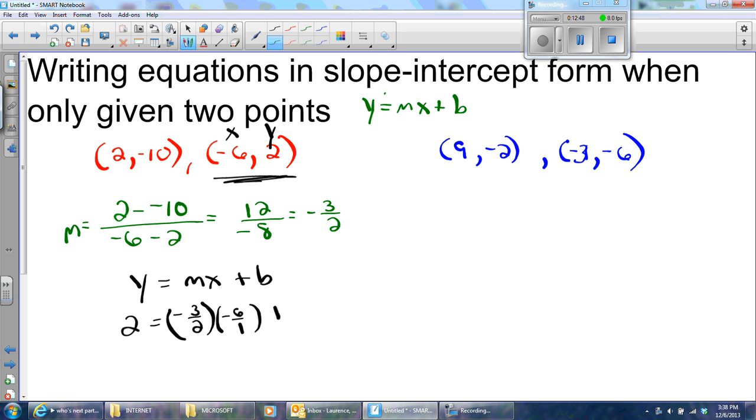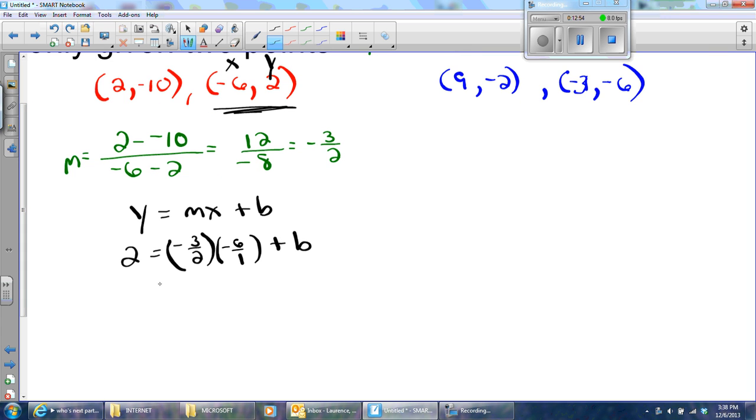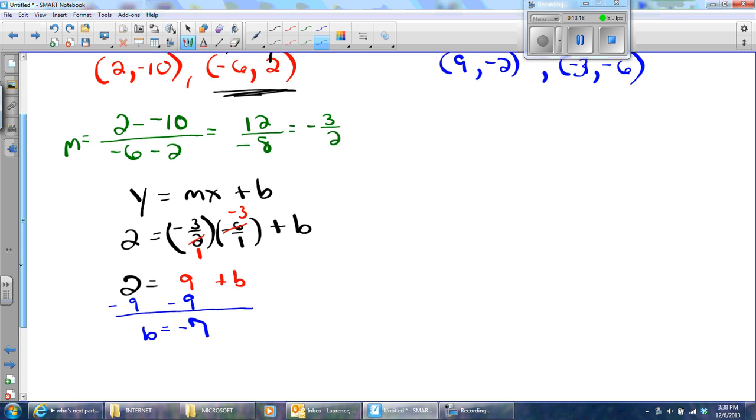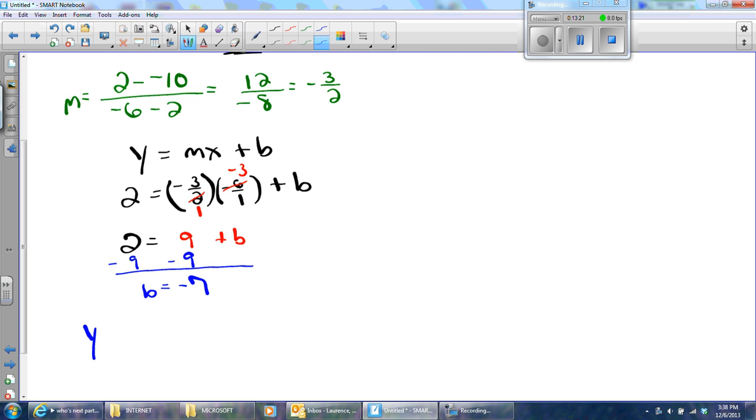And then I'm trying to solve for b. I'm going to multiply and then get b alone. So I'll have 2 is going to equal, 2 is going to go into 6 3 times. Negative 3 times negative 3 is positive 9 plus b. And then I'm going to subtract 9 to get b alone. And b is going to end up equaling negative 7. So now I know the slope and the y-intercept. I can write my equation. Y is going to equal negative 3 over 2 x minus 7. And there we go.